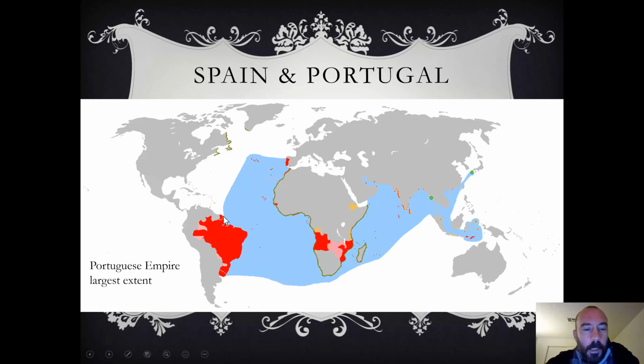Portugal as well. So obviously Portugal had what's now Brazil, and some parts of other modern countries in South America. The Canary Islands, the Azores. They had territories within Africa. I believe this is Sierra Leone, probably. And they had ports along the coast of India. So Goa in southern India was a big Portuguese trading port.